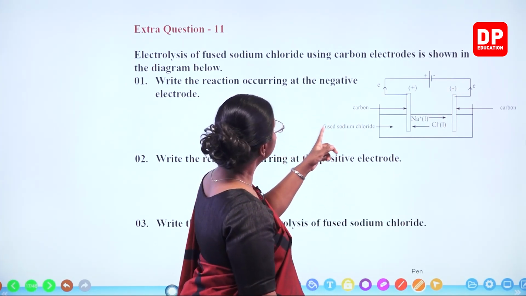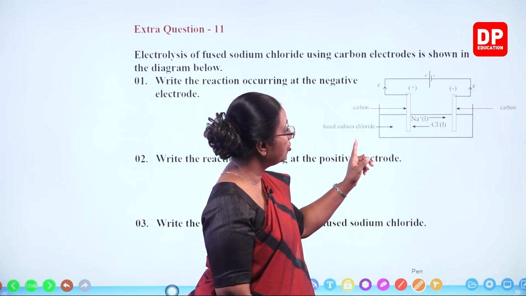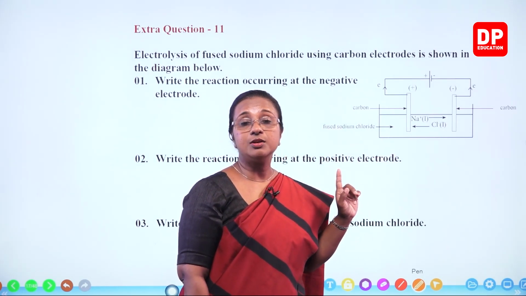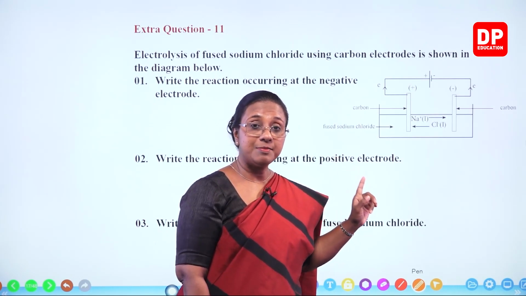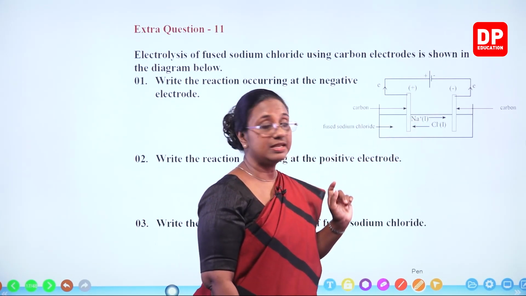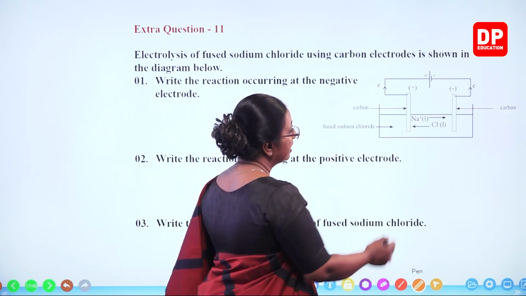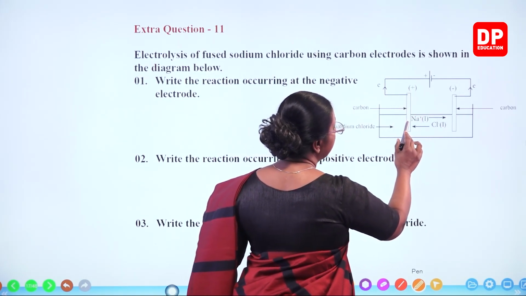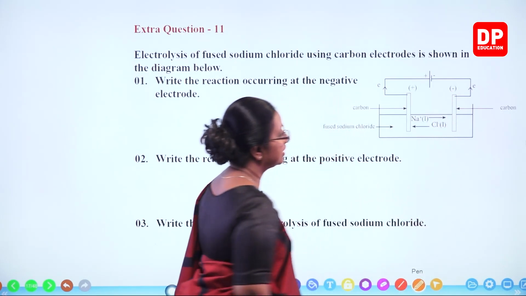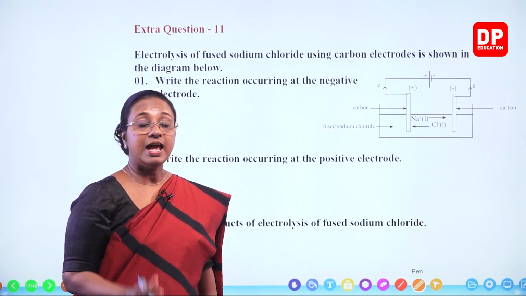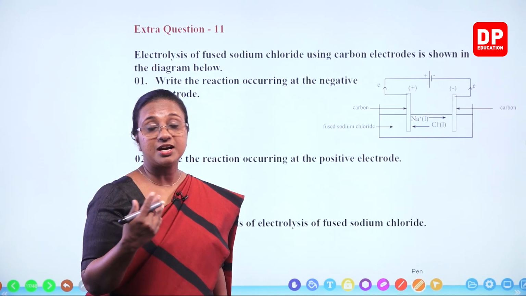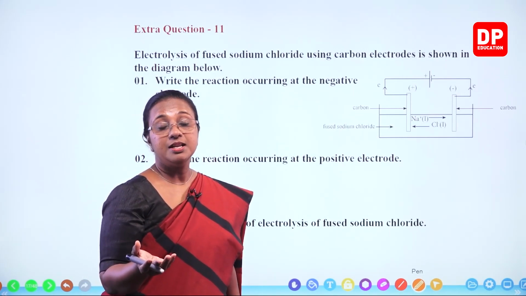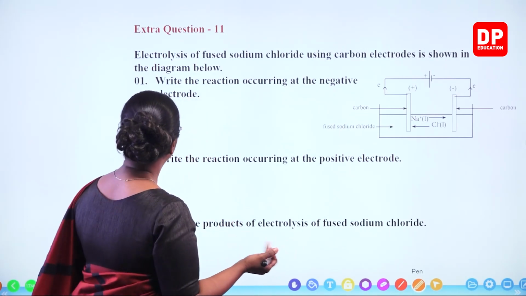And since it is fused sodium chloride, there are only sodium ions and chloride ions, Na+ liquid and Cl- liquid. Here you can see Cl- liquid moves towards the positive electrode, Na+ moves towards the negative electrode, and their oxidation and reduction occur at the respective electrodes.